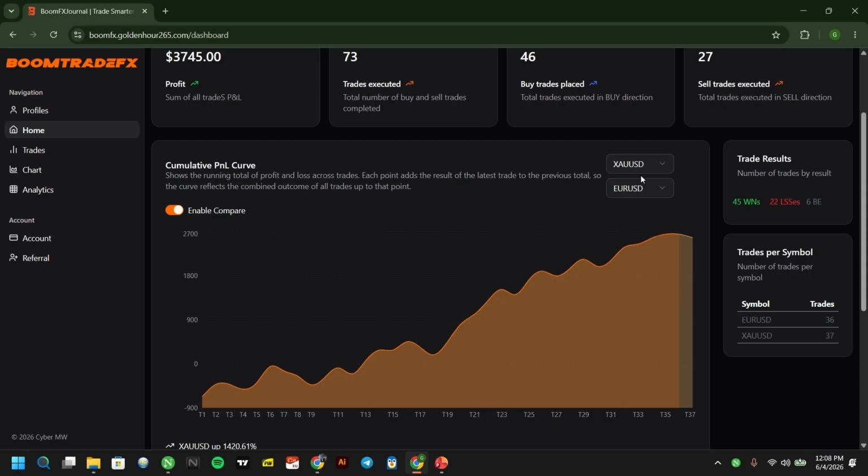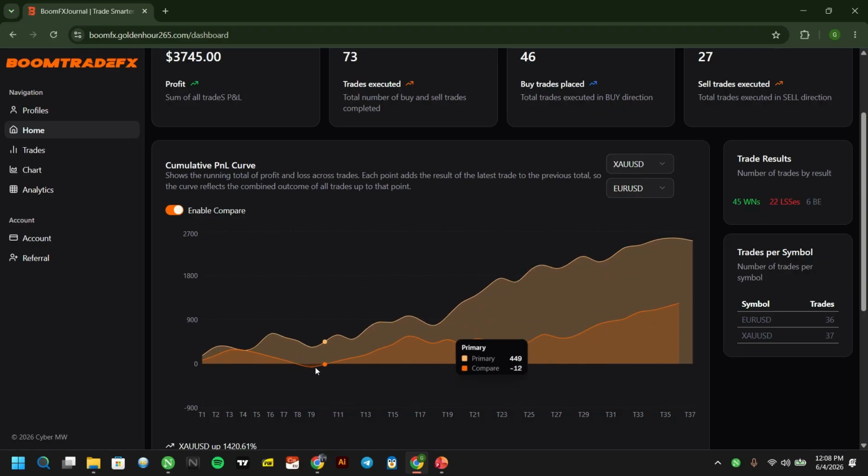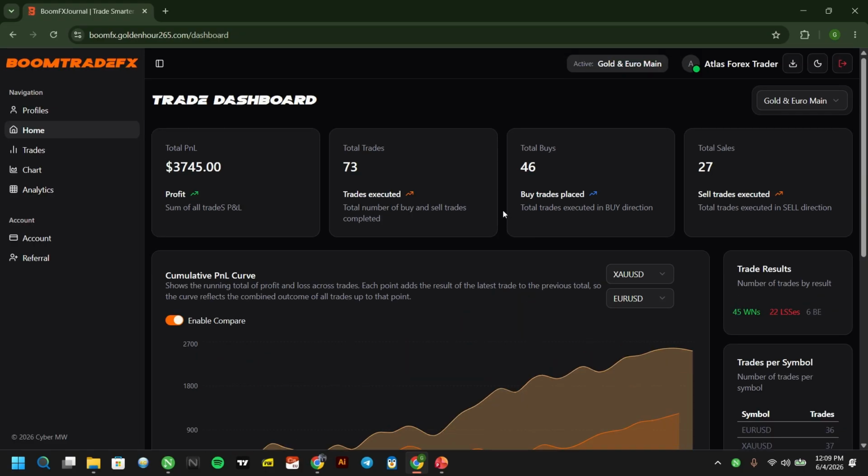So if we click on this and we click on EUR USD, now you see that we are able to compare between the two, where the first chart is XAU USD and the second one is EUR USD, and we can see that XAU USD had the largest profit share. So we are making more profits in gold than we are making in EUR USD. So this is about the homepage, essentially.